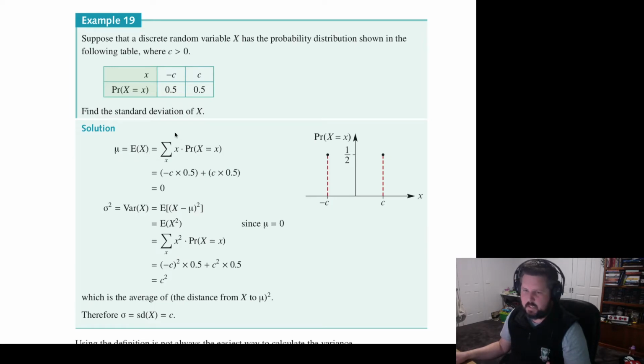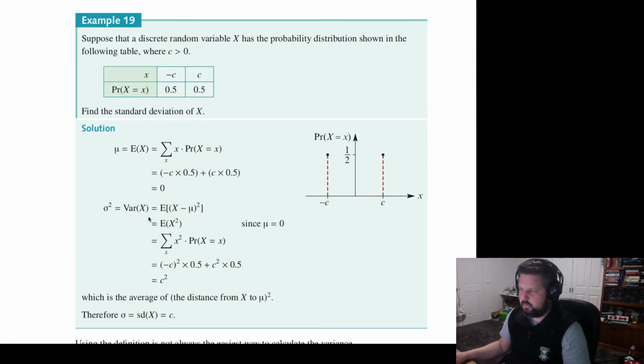So we know how to calculate that. So writing out the rule, we multiply each of these and we sum them together. So you can see here they've multiplied them and added them together. In this particular case, it's 0. So the mean, or the expected value of x, is 0.